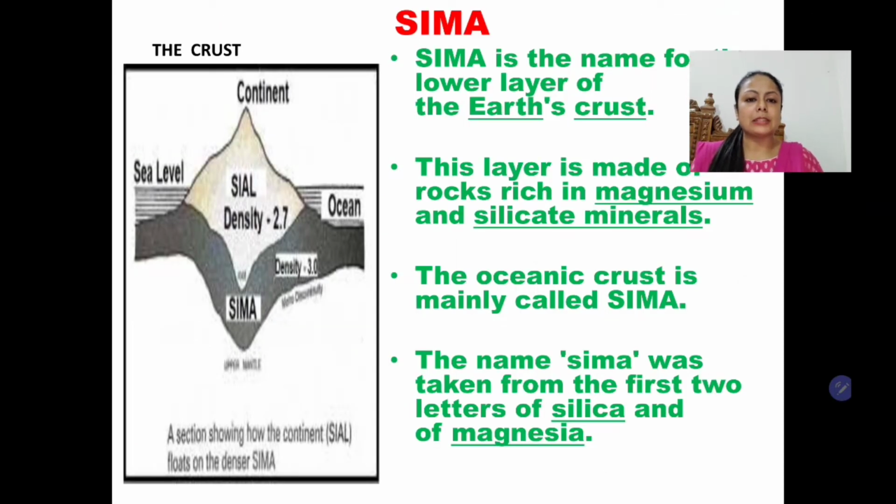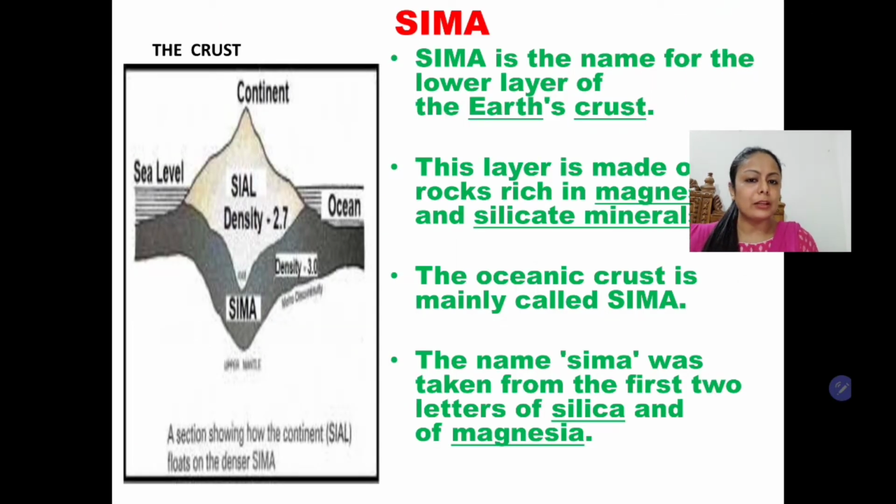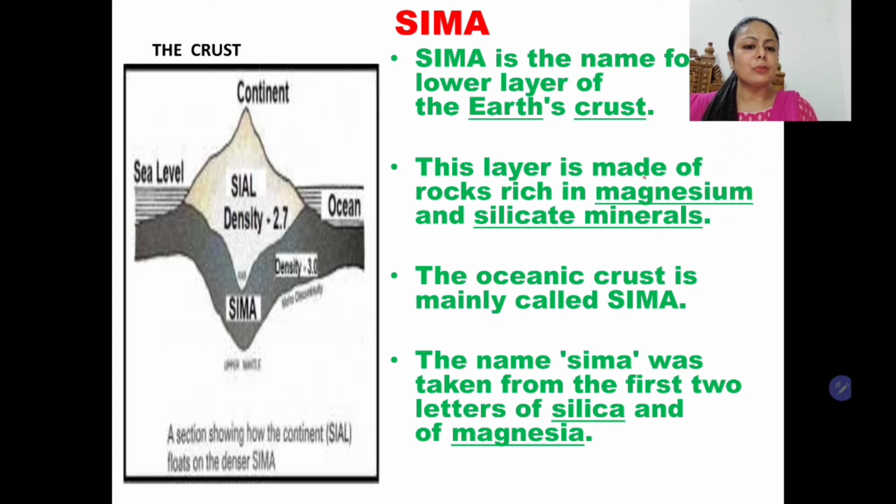Now children, about Sima. Sima is the name for the lower layer of the Earth's crust, and this is made mostly of magnesium and silicate minerals, and the oceanic crust is named as Sima. The name Sima was taken from the first two letters of silica and magnesium. So I hope you have understood, children.